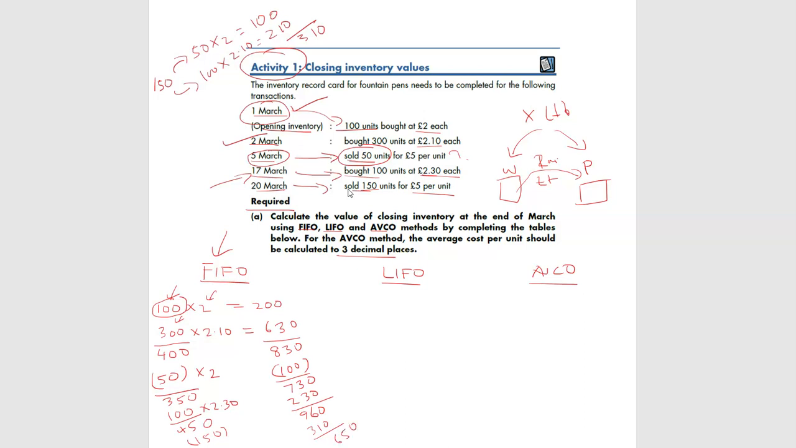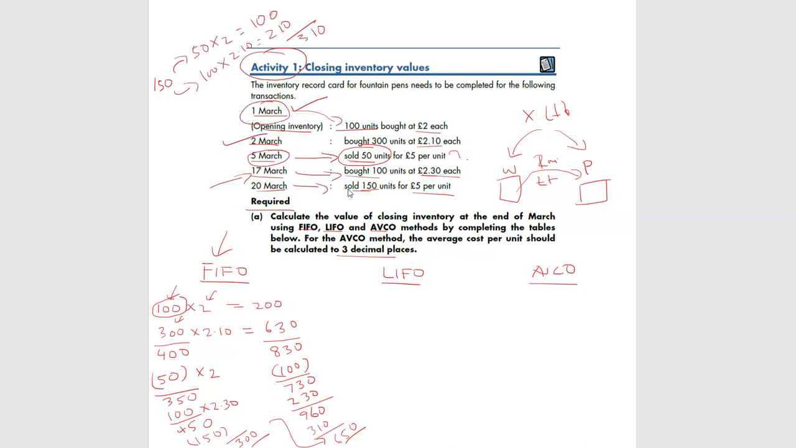And my remaining unit will be 400 minus 150 unit, and that will be 300 unit. So my closing inventory will be 300 unit, and the value will be 650 pound if I use the FIFO method for the inventory valuation. So that's how we can do the valuation for the FIFO.